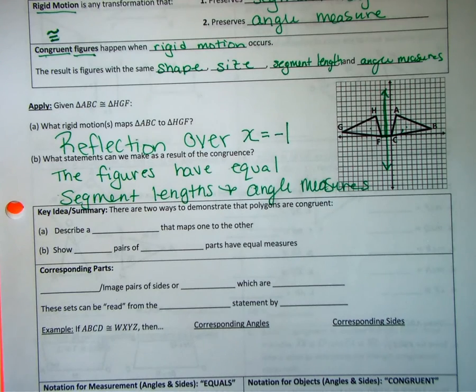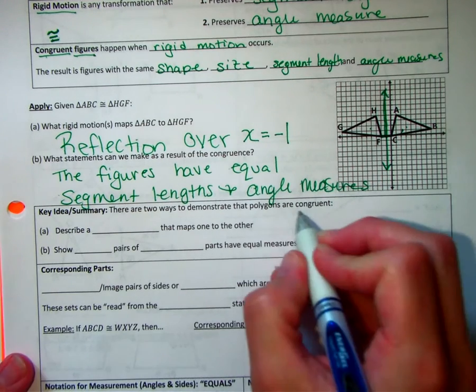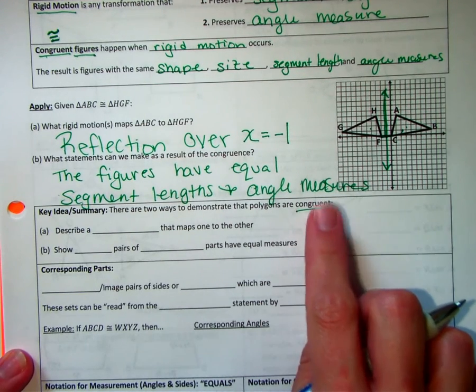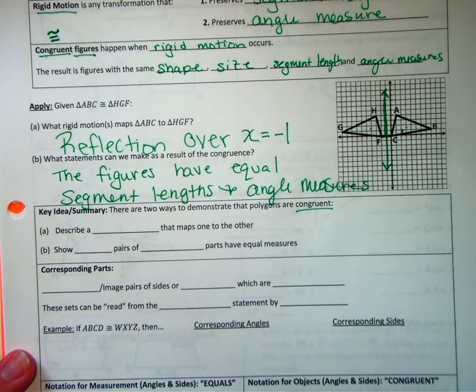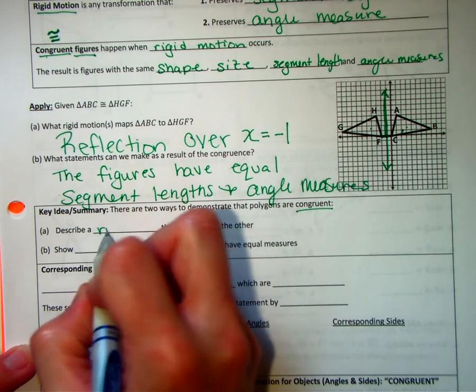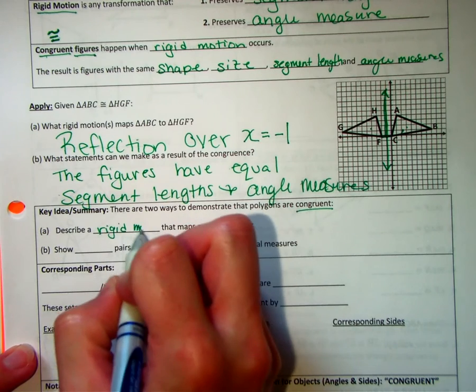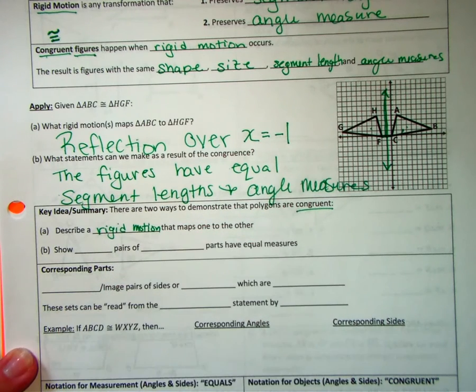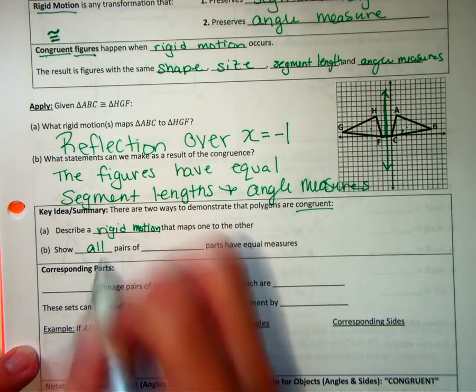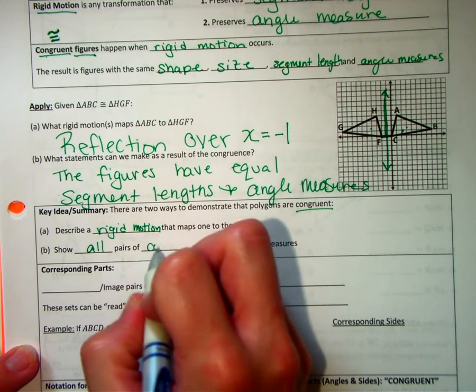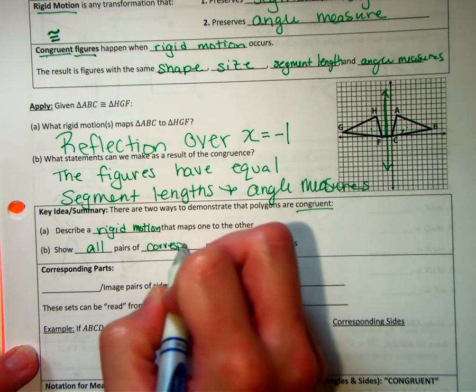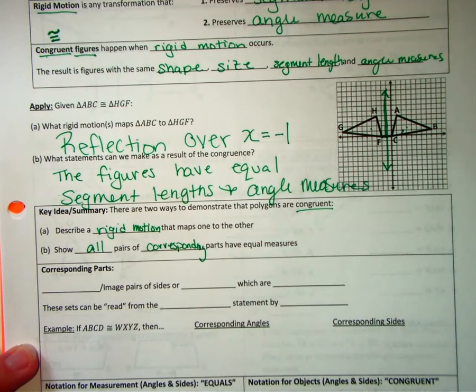So, summary. You can show that polygons are congruent. We're going to spend an entire unit proving triangles congruent. So you can show that polygons are congruent if you can describe a rigid motion that maps one to the other, or you can show that all pairs of corresponding parts are equal.